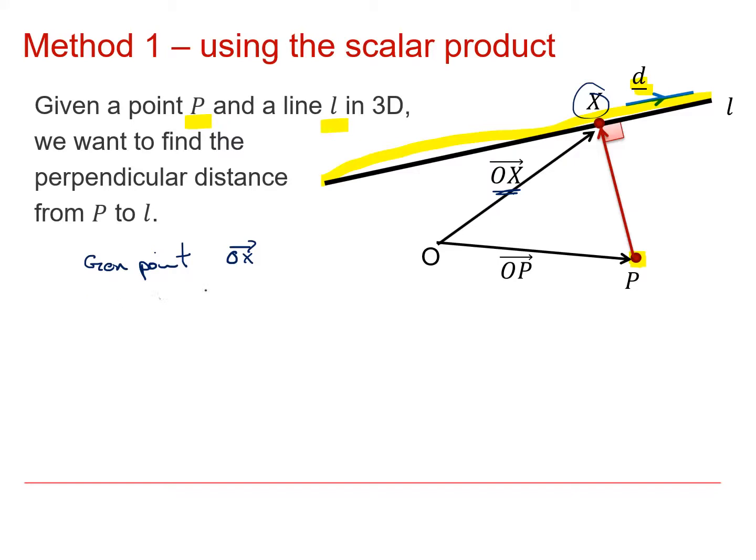The next thing is using P to establish the vector PX. And again, that will be a general vector in terms of the position vector of X. And that's this line here. And then we use the fact that we want PX to be perpendicular to d to use PX.d equals 0. And that will fix the position of X so that PX is perpendicular to d. And then finally, we simply want the length of PX, because that would give us this length here.